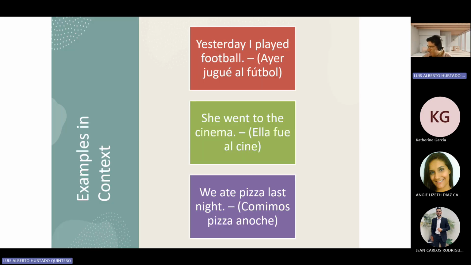Now see the examples in action. So for the verb play, you can make a statement like I played football yesterday. Jugué fútbol ayer. I missed the word yesterday. She went to the cinema. Ella fue al cine, and we ate pizza last night. Okay, that is the way that you use it in context.